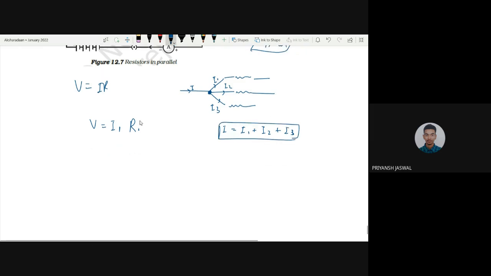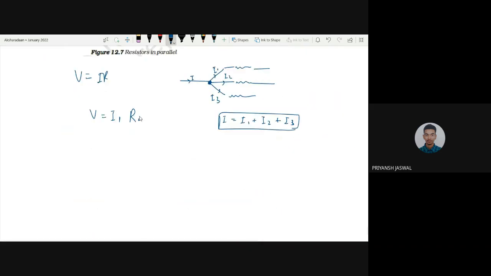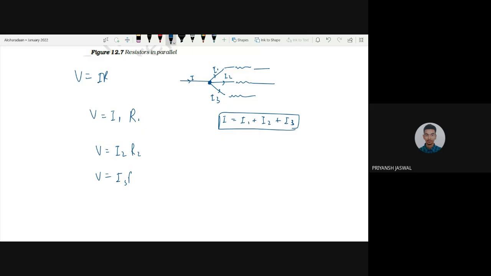So V is I1 R1, V is I2 R2, and V is I3 R3. So from this one we have I1 equals V by R1, I2 equals V by R2, and I3 equals V by R3.